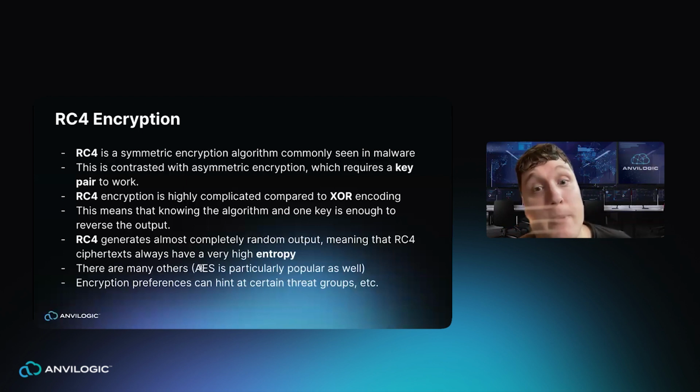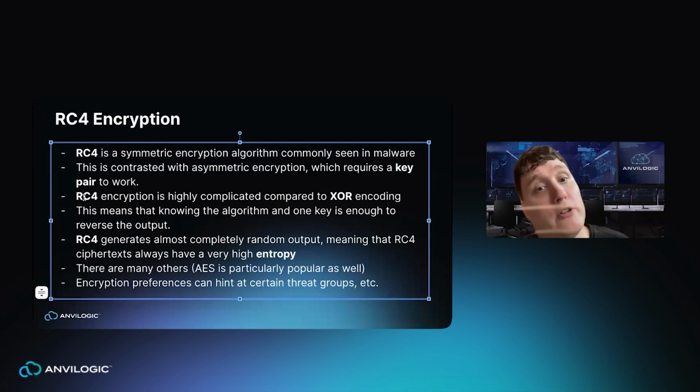RC4 is a symmetric encryption algorithm, which means the same key is used to encrypt and decrypt. That's different than asymmetric, which has a key pair. Symmetric encryption is used for things like malware C2 communication, which is commonly RC4 encrypted. Whereas asymmetric is used in the way information is encrypted when it's transferred over HTTPS. But we're just going to use RC4 for this. That's the only crypto algorithm we're going to use.